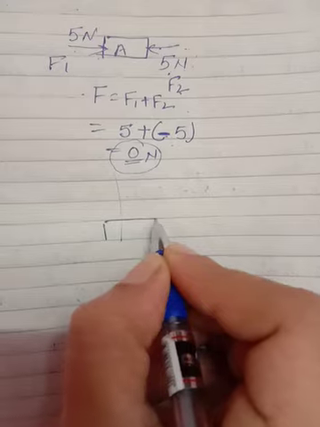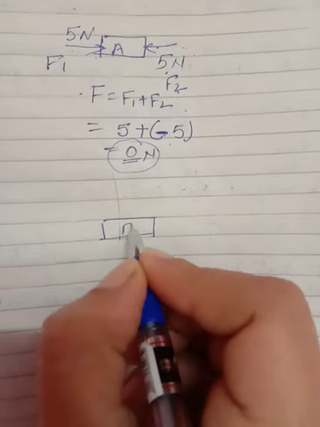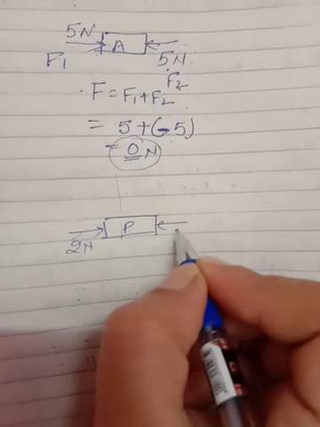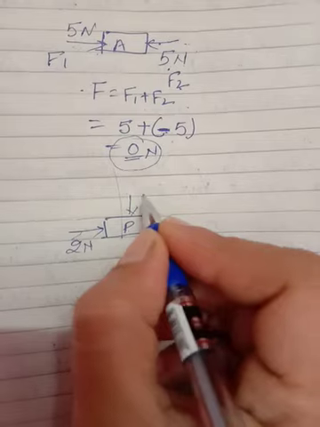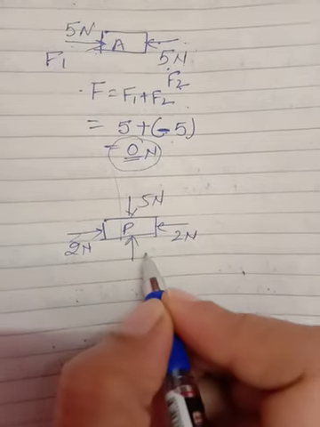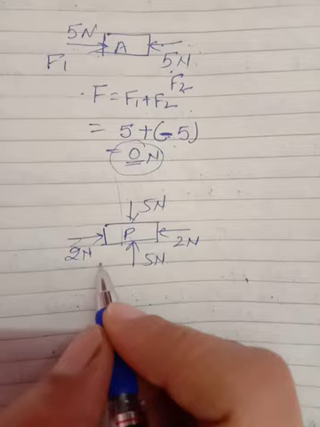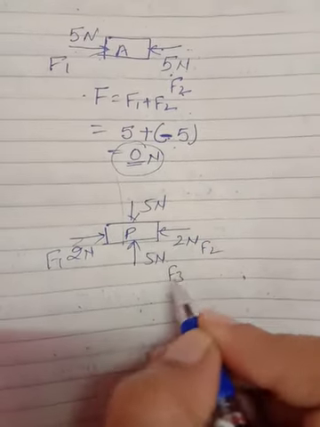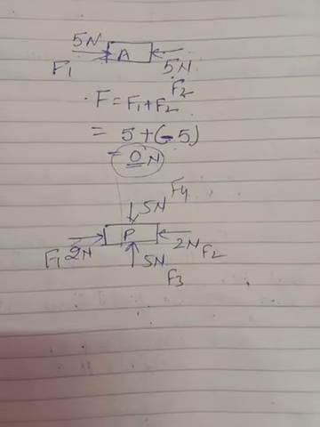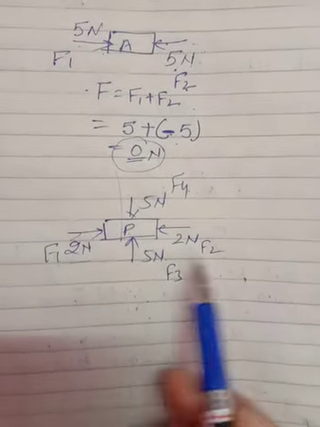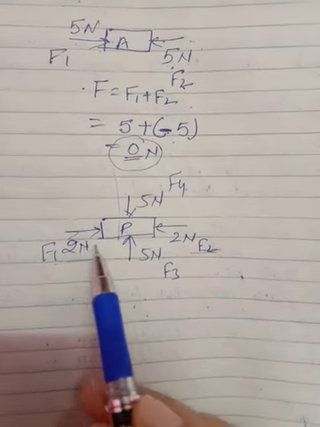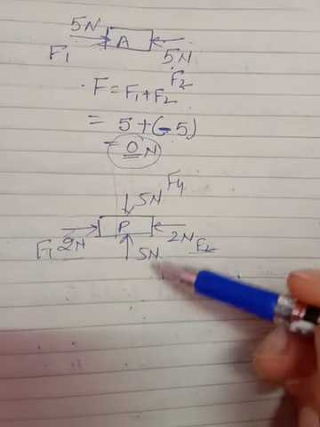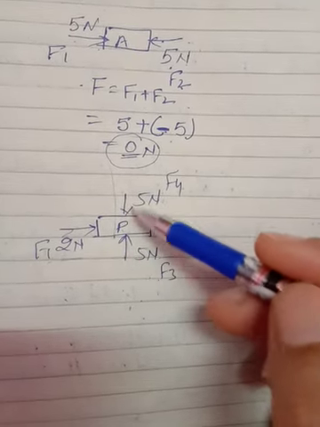For example, suppose this is again any object P, and I am applying 2 Newton force from this side, then 2 Newton force from the other side, then 5 Newton force from this side, and 5 Newton force from the opposite side. Let them be F1, F2, F3 and F4. So F1 is balanced by F2, so the effect of F1 plus F2 is 0, plus the effect of F3 and F4 will be 0 because both are in opposite directions.